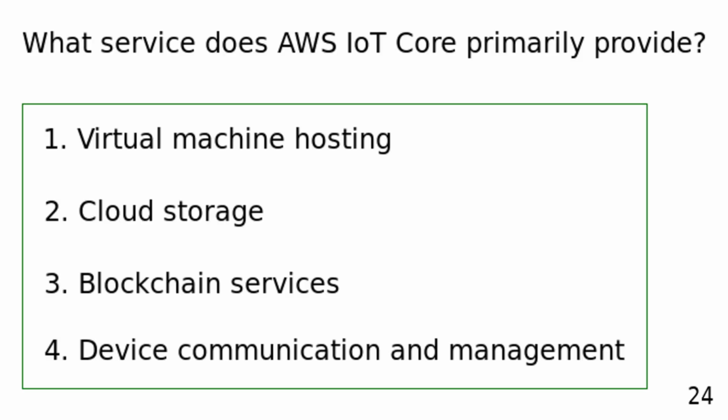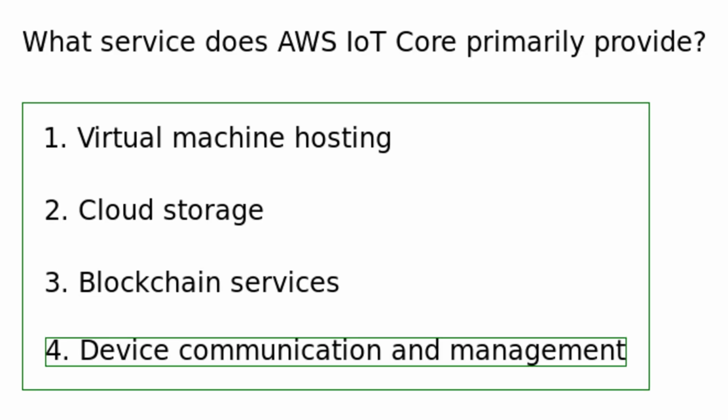What service does AWS IoT Core primarily provide? Virtual machine hosting, cloud storage, blockchain services, device communication and management. AWS IoT Core is designed to help connect IoT devices to the cloud and manage communication between them.